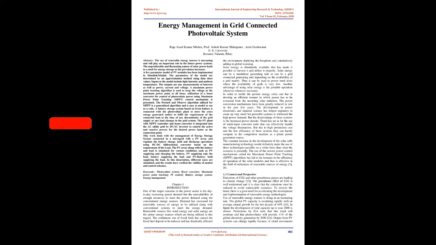This work deals with the management of energy storage system connected in a microgrid with a PV array and regulates the battery charge, hold and discharge operations using a DC-DC bidirectional converter based on the requirement of the load. The PV array along with the battery and load is simulated for various conditions such as PV supplying and charging the battery, PV supplying only the load, battery supplying the load, and PV and battery both supplying the load.